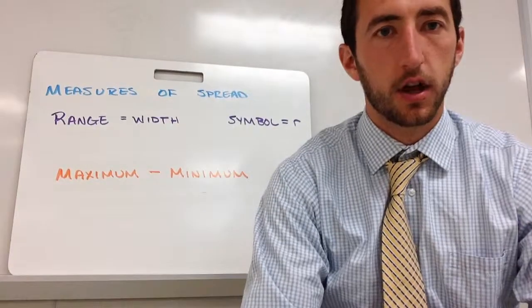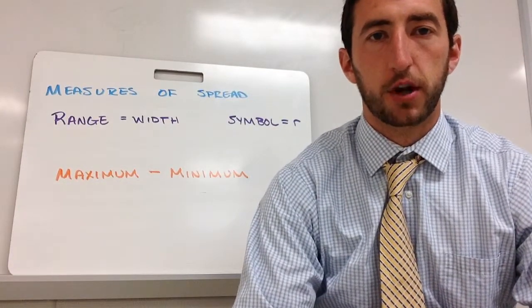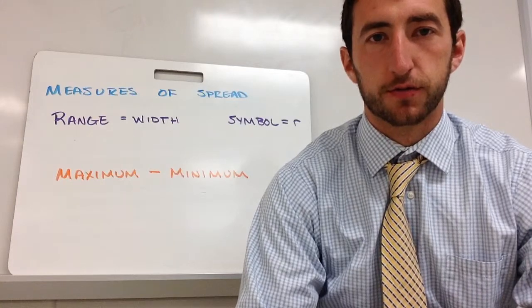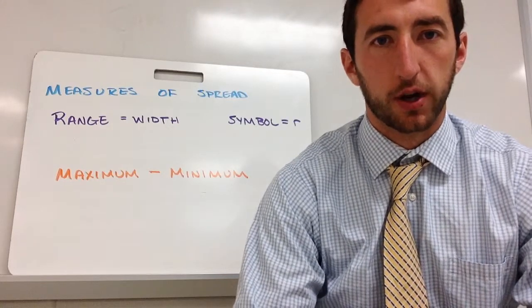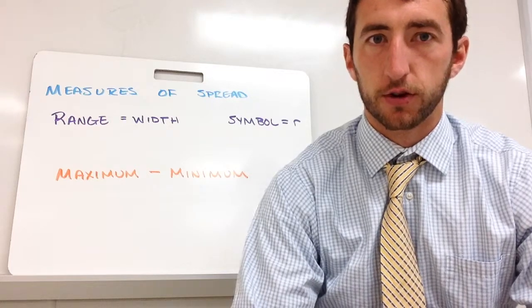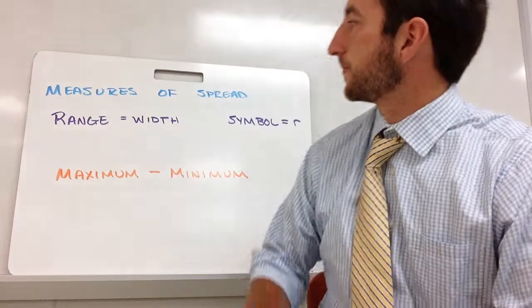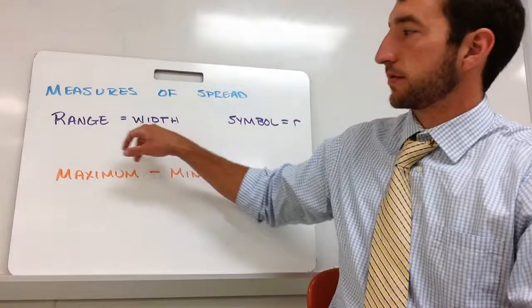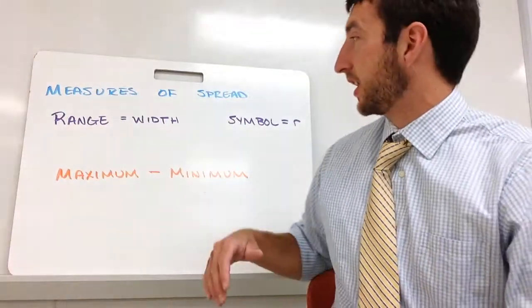Hello class. Now we're going to talk about measures of spread. Alright, so measures of spread, there's three of them. Got range, interquartile range, and standard deviation. So the first one that we're going to talk about is range. Range is pretty much the same as the width of the data.